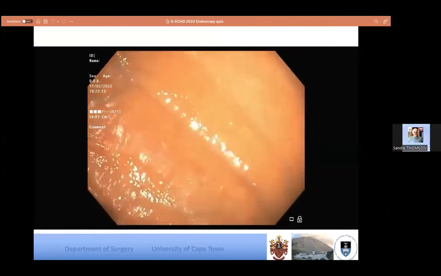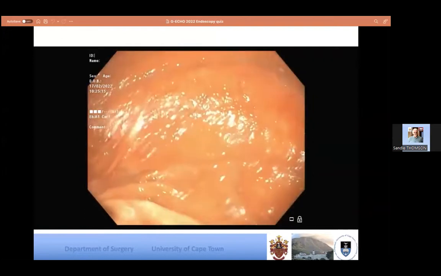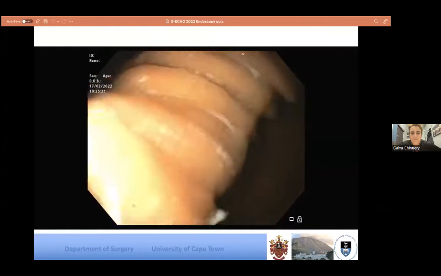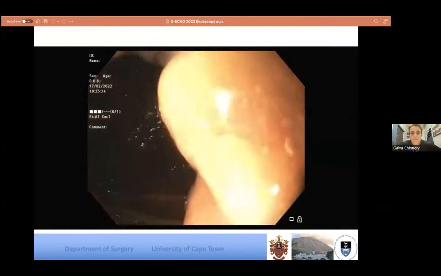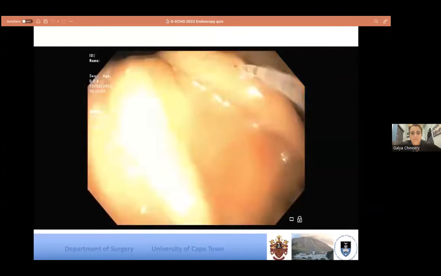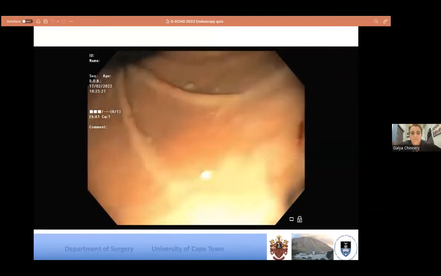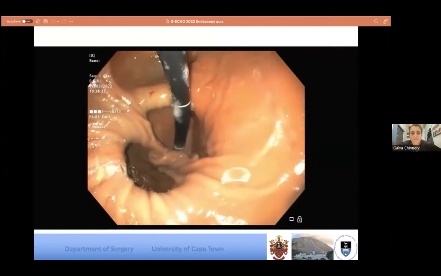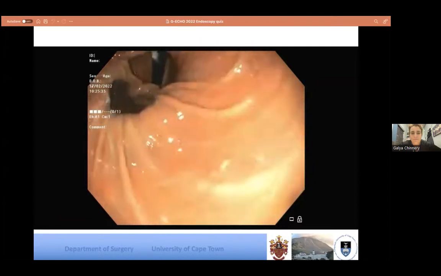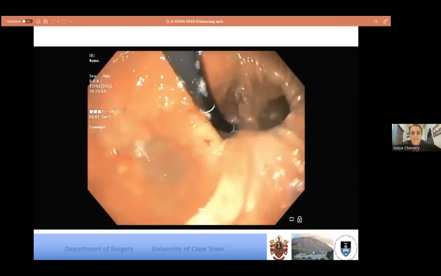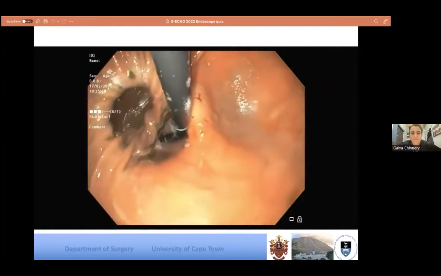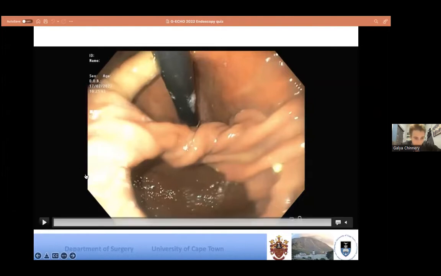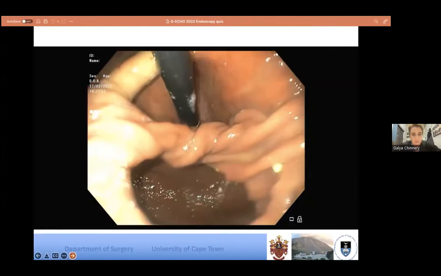Has the patient had any surgery? No, nothing. First time scope. Okay. Eventually you give up. No pylorus to be seen.